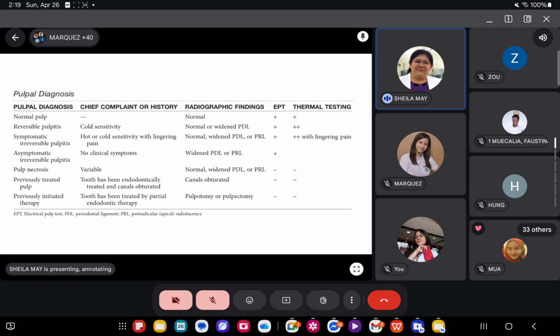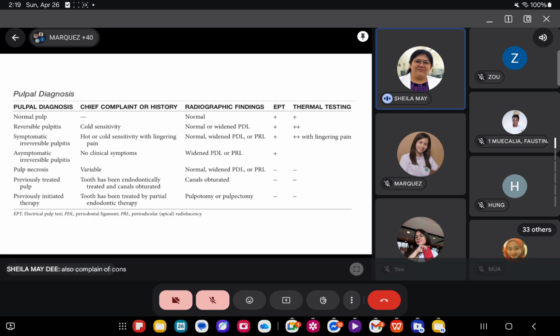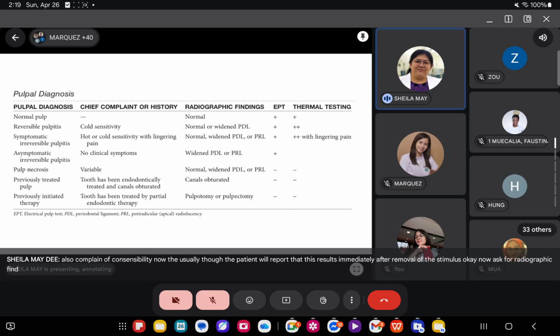So for reversible pulpitis, this will also come. The patient will also complain of cold sensitivity. Now, usually though, this patient will report that this resolves immediately after removal of the stimulus. Okay. Now, as for the radiographic findings, they can have normal or widened PDL.